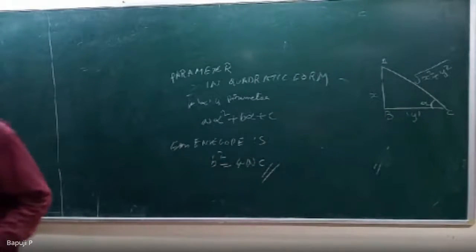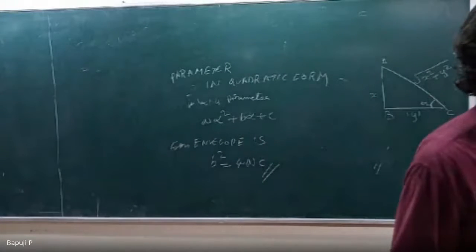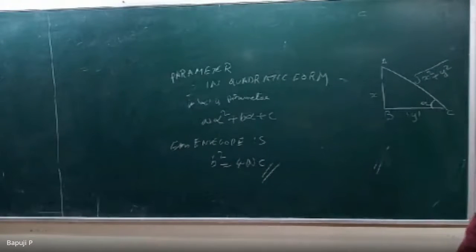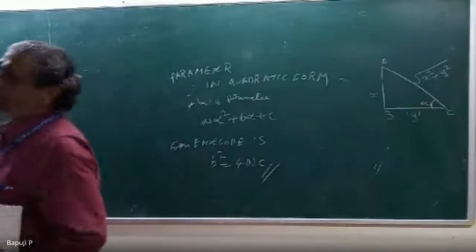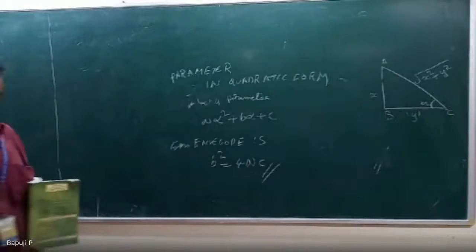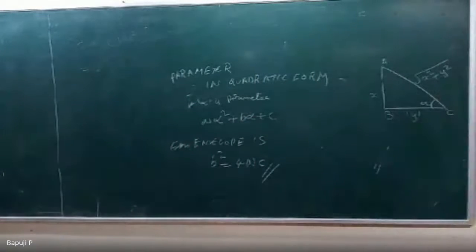If the parameter is in quadratic form, then A alpha square plus B alpha plus C means B square is equal to 4AC is the equation of the envelope. No need to differentiate with respect to alpha, and removing the parameter and all sorts of things are not required. Now you can see.